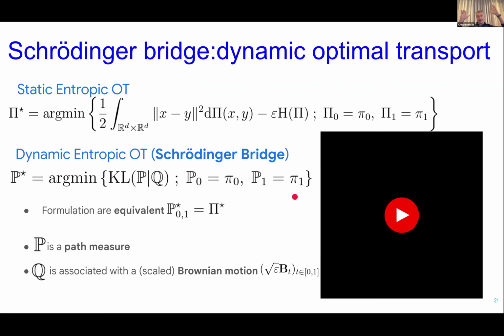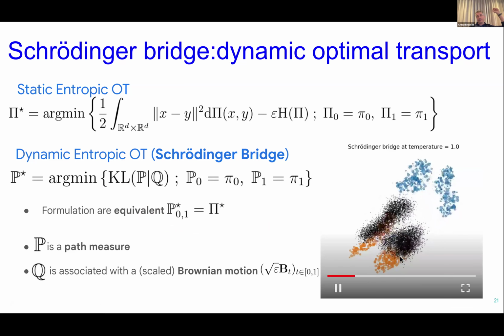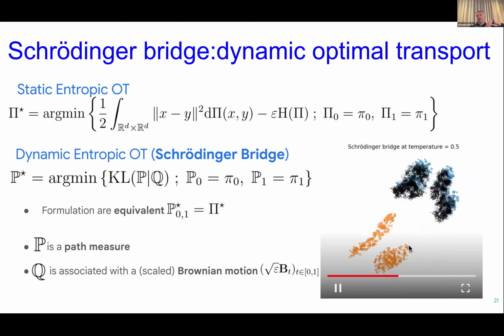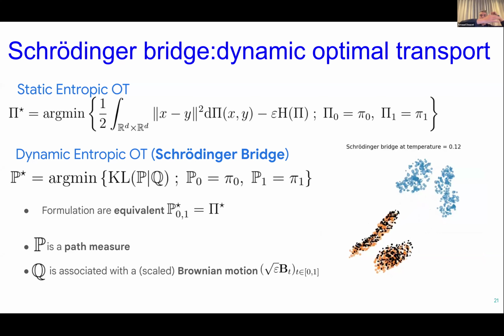The point is that it's actually equivalent. If you manage to find this path measure that minimizes the Kullback-Leibler divergence on path space, and you ignore what's happening between the endpoints, then the joint distribution at time 0 and time 1 of this optimal path measure corresponds to the optimal coupling. That's quite a nice result, and it's quite trivial to prove, at least informally. I'll give you an example here. You have two distributions pi naught and pi 1, and what I'm generating here is the diffusion that induces the optimal path measure.